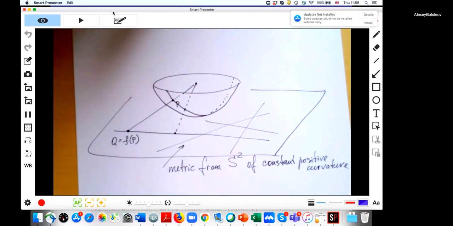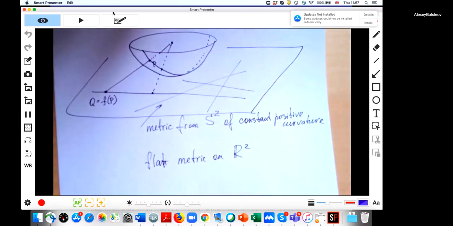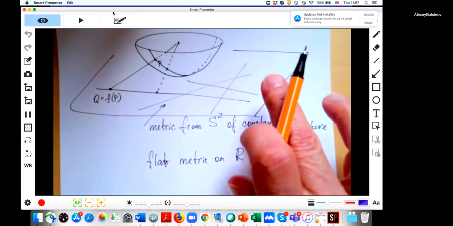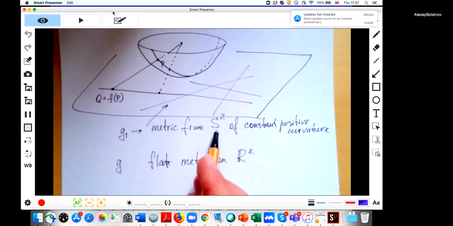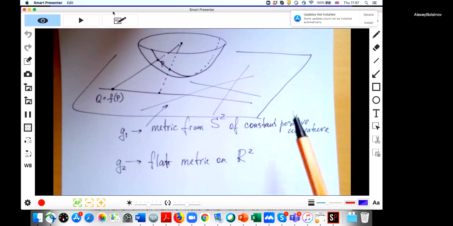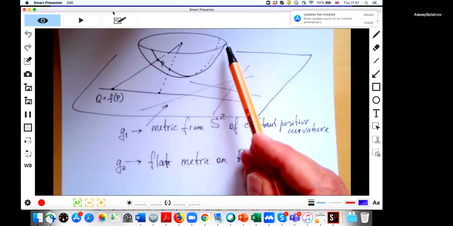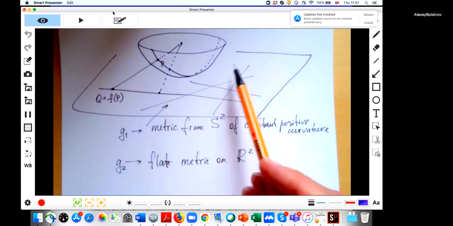But on the other hand, on the plane there is also the flat metric on R2, whose geodesics are also just straight lines. So what does it mean? It means that now on the plane I have two different metrics: G1, obtained from the sphere, and G2, the standard flat metric on R2. They have the same geodesics, and these are just the straight lines. The parameterizations of those geodesics are different, of course, because the arc lengths in the sense of the sphere and in the sense of the flat metric are different.